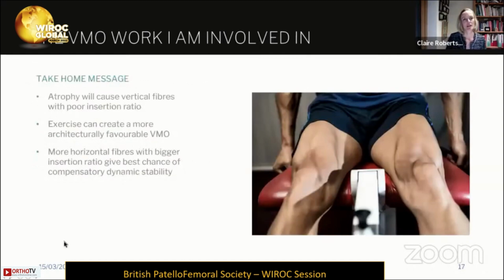So the take-home messages for the VMO are that atrophy will cause vertical fibres with poor insertion ratio. Exercise can make the VMO more architecturally favourable. And if we have nice horizontal fibres down at around 70 degrees to the femoral axis, that's going to give us our best chance of helping these patients who have structurally compromised stability.